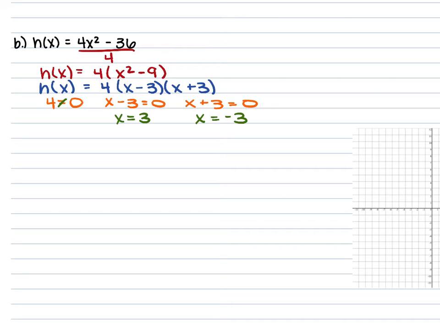So your x-intercepts here, or your zeros, are x is equal to 3 and x is equal to negative 3. If they ask for your x-intercepts, you're just going to give (3, 0) and (negative 3, 0).